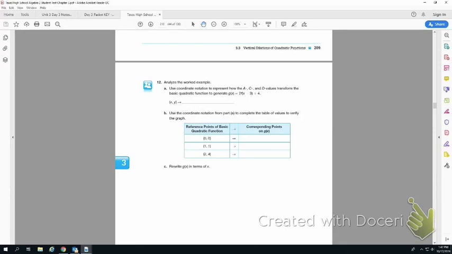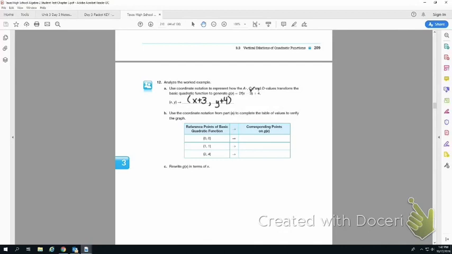So if I'm looking at this, what am I going to do to all of my x values on this one? I'm going to do what? Add 3. So what am I going to do to all my y values? So is that add 4 or subtract 4? Yeah, add 4. Add 4, what else do I need to do?